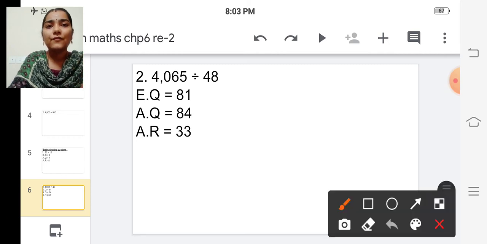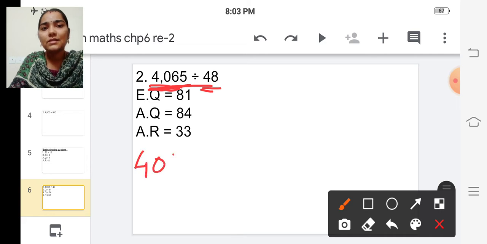Here, 4065 divided by 48. We have to round off these two numbers to the nearest 10. So 4065 can be rounded off to 4070.